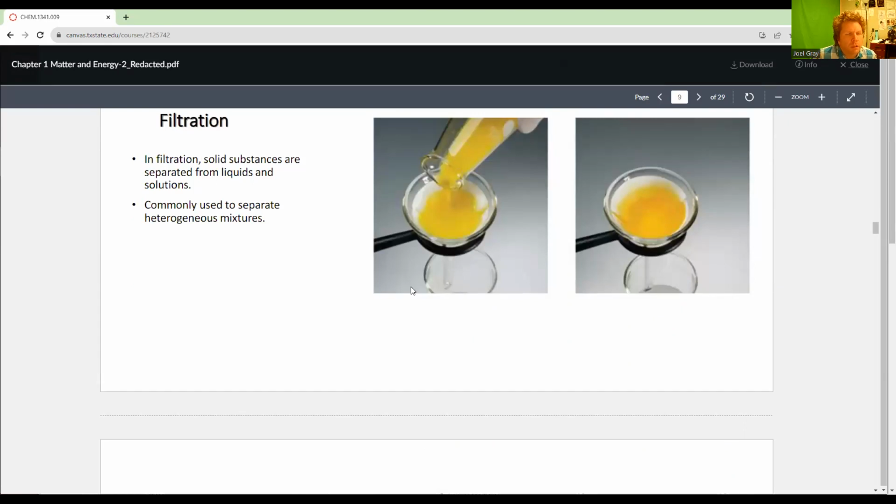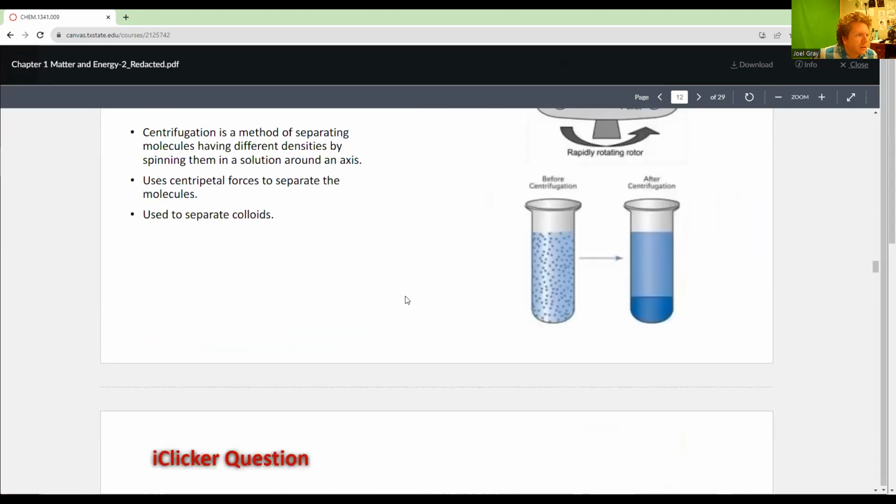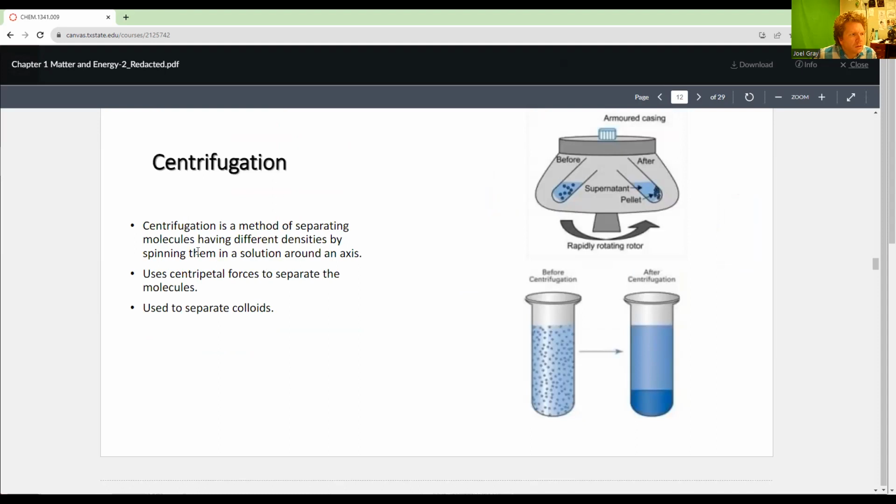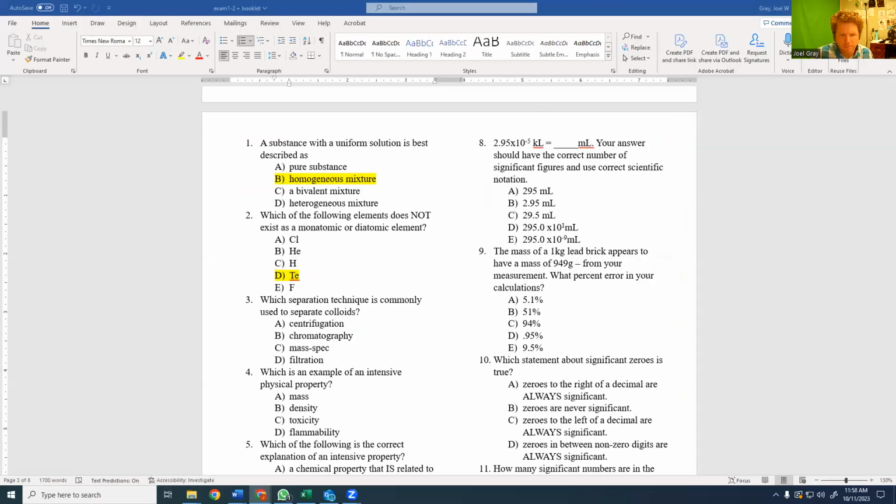Filtration is great for separating solids from liquids. And centrifugation separates based, in large part, on density, and is very effective for separating colloids. So if we can go back to our exam, the best answer for this is centrifugation. So question number 3, the best answer for that is A, centrifugation.